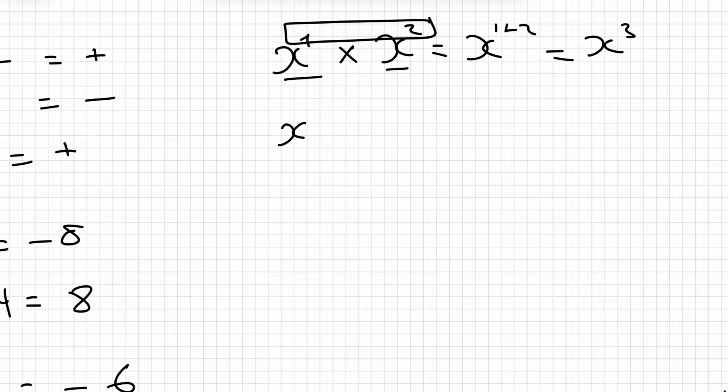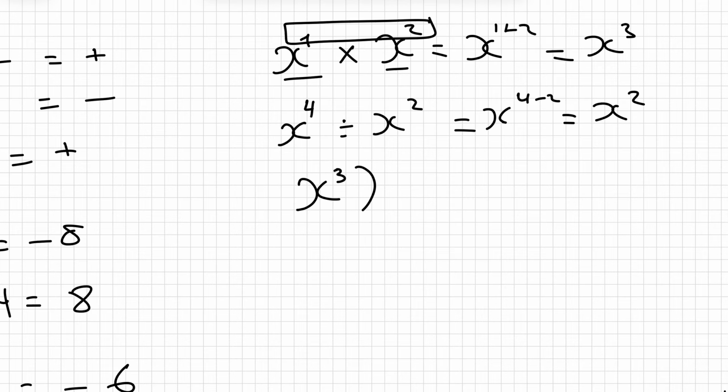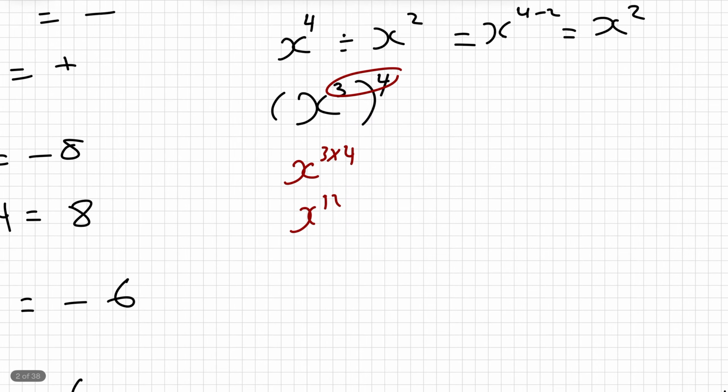And when we have the exact opposite, which is when you're dealing with division, you're going to do subtraction. So 4 minus 2, so it's going to be x power 4 minus 2, which is going to be x power 2. And another thing you should bear in mind, when we have x power 3 powered by 4, these two are going to be multiplied, so it equals 3 times 4, which is going to be x power 12.